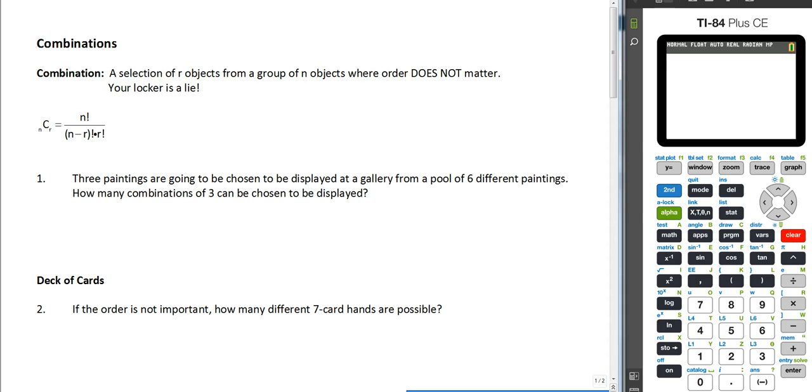All right, everybody, here's Mr. Longo, and we're going to talk about combinations today. So, a combination is a selection of R objects from a group of N objects where order does not matter.